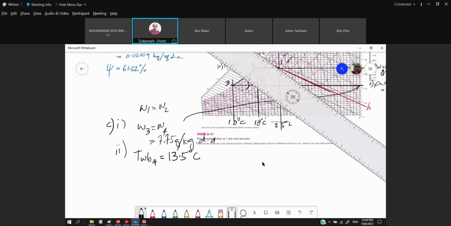And then number 4, the percentage of saturation. Again, you need to get your formula of Wg just now. I've shown you in part B. Then you will get the percentage of saturation right here is equal to 38.58.